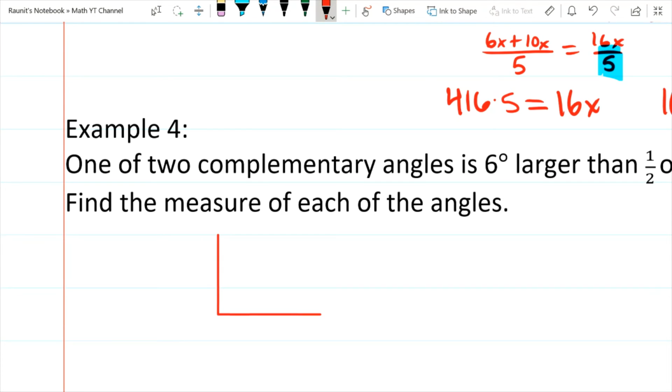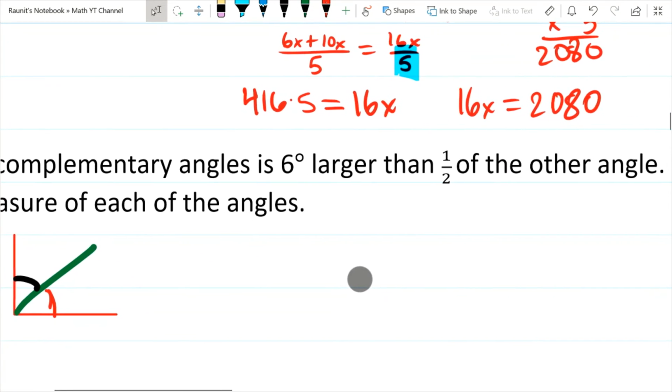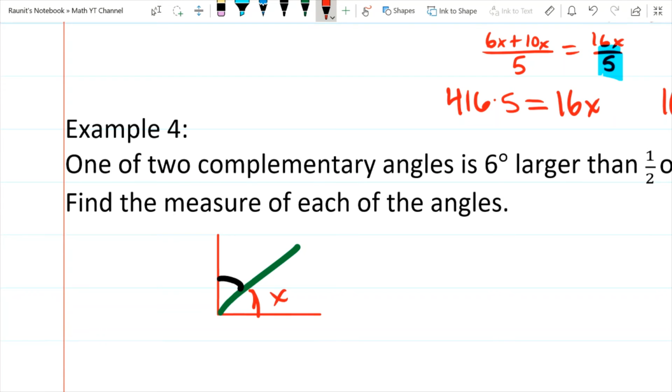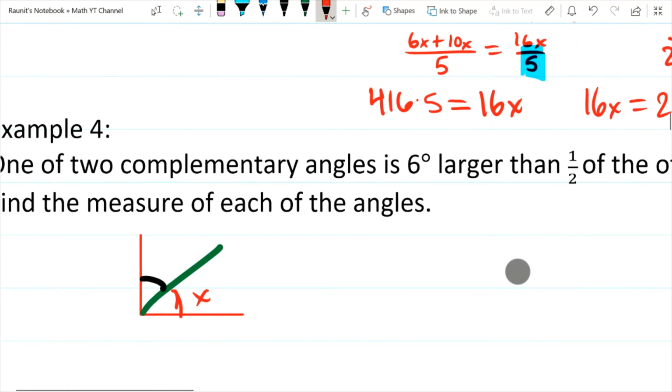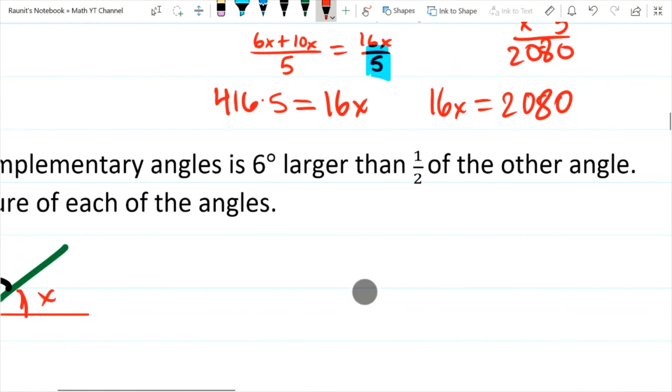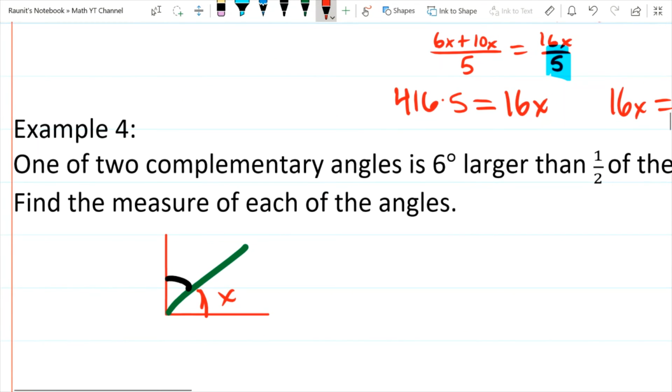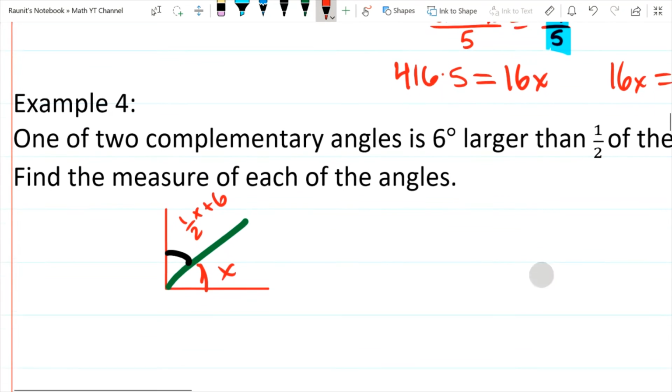Alright, so now let's change the color, that way it's a little bit easier to distinguish the angles. And then this one's going to be red. Okay, so let's just take the red one as x, and then the black one is going to be 6 degrees larger than half the other angle. So you're going to do 1/2 of x plus 6, and that's going to be your other angle.